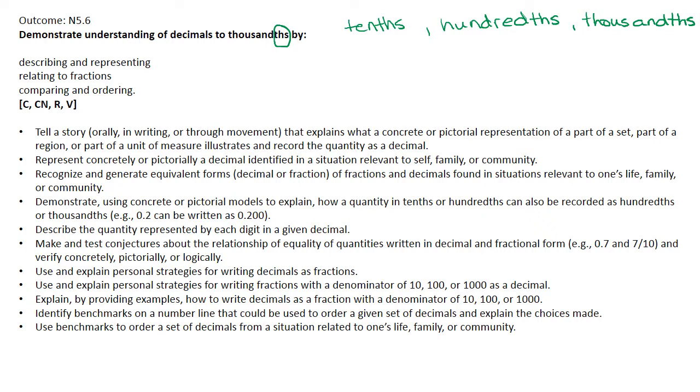So in a decimal number, we are only going to be talking about decimals with 3 place values. Okay, so if I said decimal 135 or 0.135, there's your tenths, there's your hundredths, and there's your thousandths. So the decimals that we're looking at in this outcome have 3 digits. All right, so we need to be able to describe and represent, relate them to fractions, and put them in order and compare them to each other.